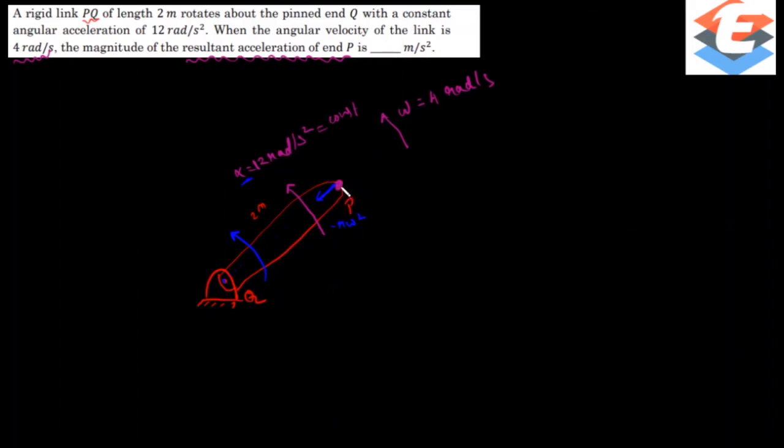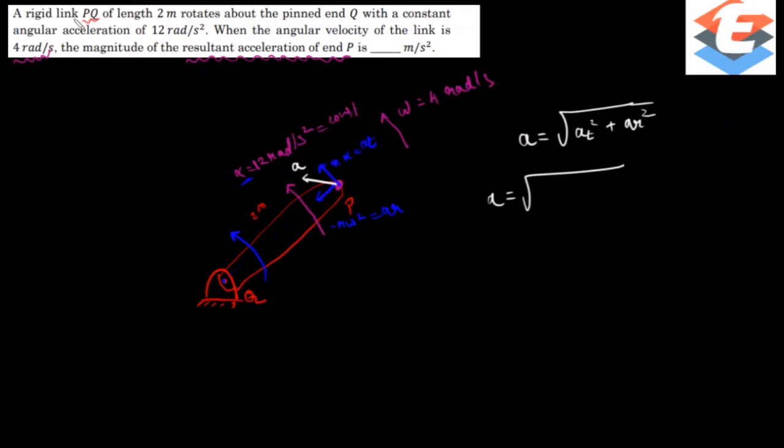Tangential acceleration will also be in the same direction. So this is going to be tangential acceleration, and that is equal to r alpha. This is tangential acceleration, this is radial acceleration, and the resultant is going to be something like this. So this is the resultant acceleration. That resultant acceleration will be equal to the root of tangential acceleration square plus radial acceleration square. We can find them individually.